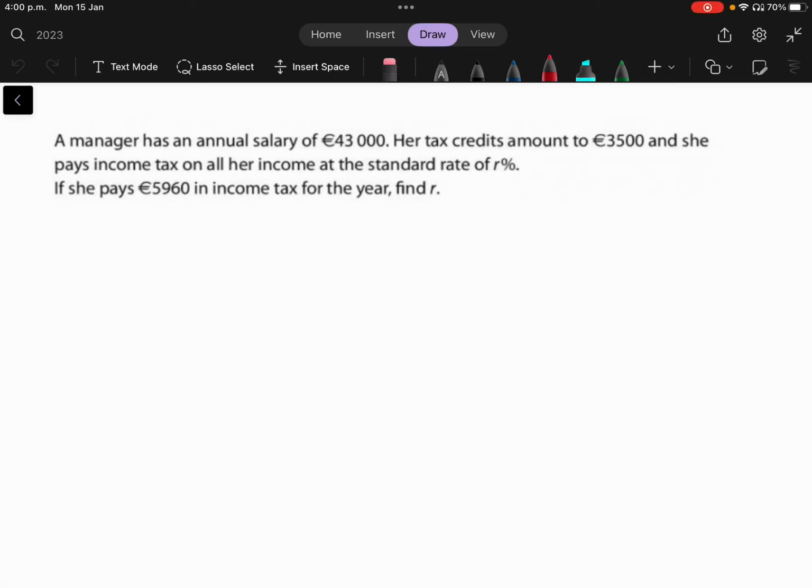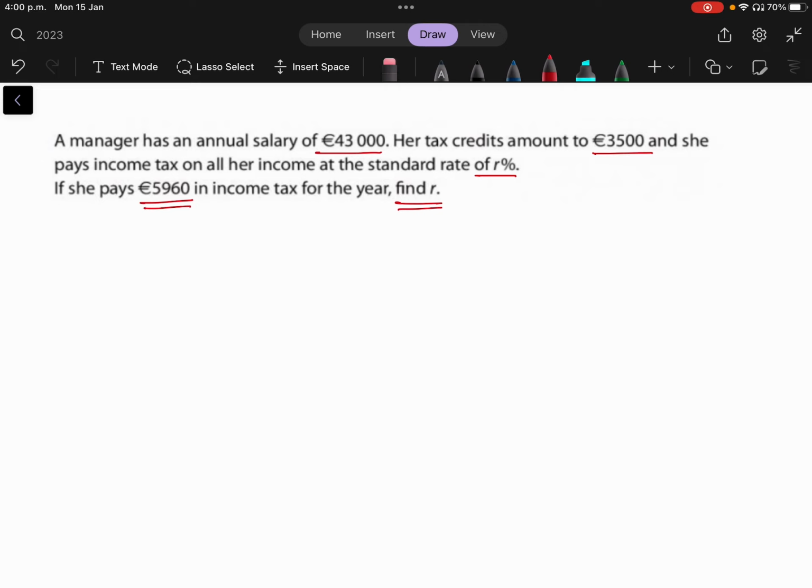So here's a question on income tax where they have given us the annual salary. They have mentioned the tax credit, and then they're saying that the income tax on all her income at a standard rate of R percentage. She pays 5,916 income tax for the year. Find R. So R is the standard rate of tax what they're paying.